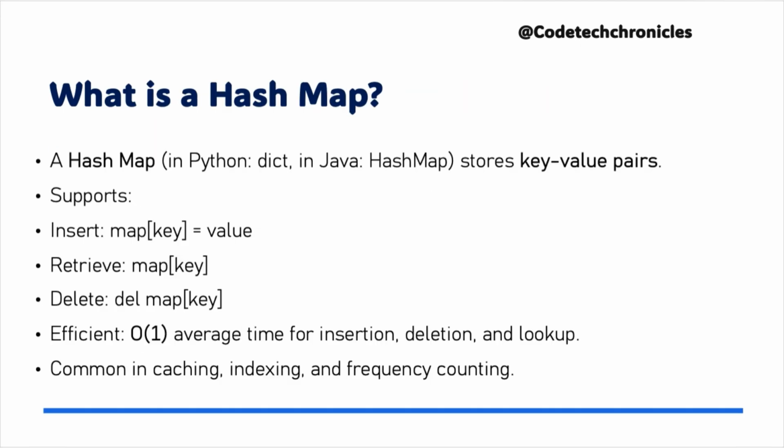What is a hash map? A hash map is like a supercharged array that uses key-value pairs. In Python, we call it a dict, for dictionary. In Java, it's a HashMap, and in JavaScript, it's a Map. You can insert, retrieve, or delete in a hash map. And the best part, these operations are O(1) on average, super fast and efficient.